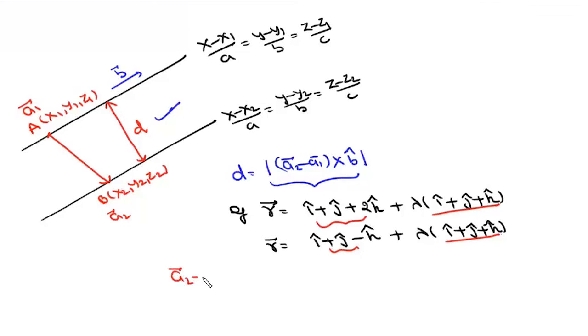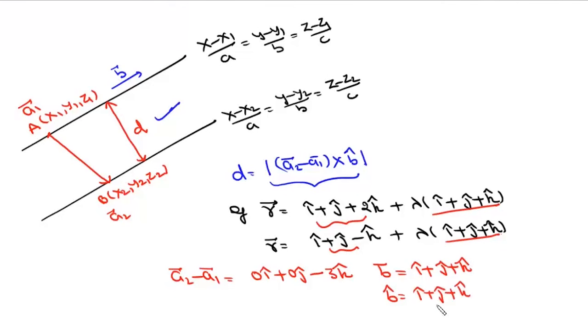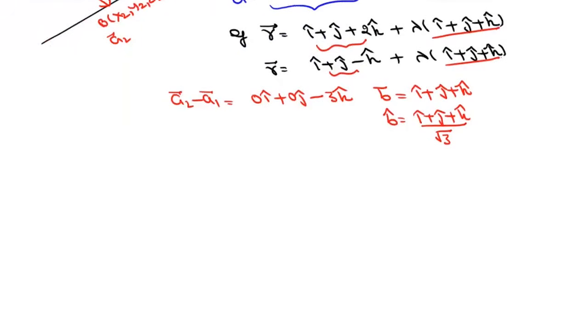So the vector A2 minus A1 is 0i plus 0j minus 3k, and B is i plus j plus k. Now B cap will be i plus j plus k divided by root 3. First we'll find the cross product between A2 minus A1 and B cap.